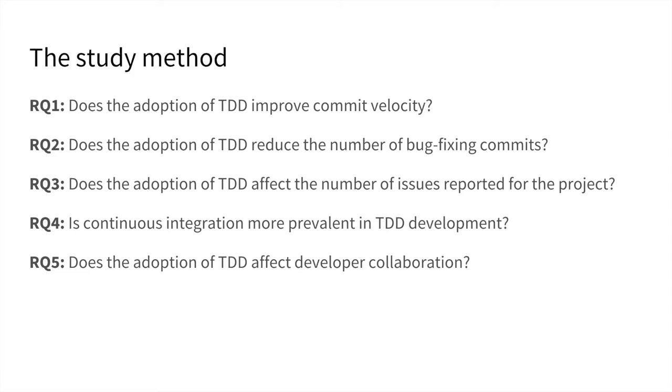One of the most used tools for continuous integration, TravisCI, claims on the website that TravisCI helps to foster test-driven development. Therefore, it would be expected to see a correlation between TDD users and the use of TravisCI. By looking for a Travis YML file in the repository, it would give an approximate number of projects using continuous integration. The last research question the authors wanted to answer was, does the adoption of TDD affect the developer collaboration?